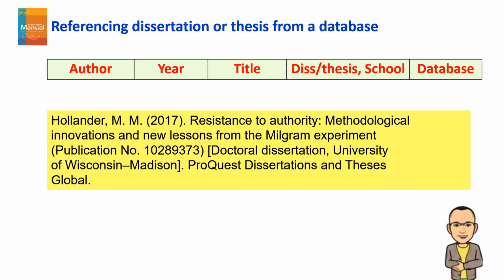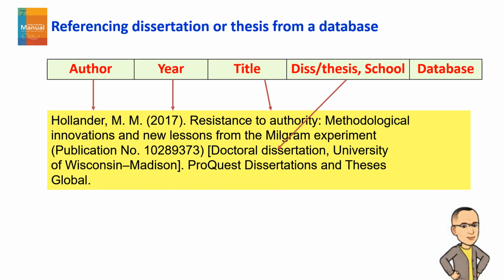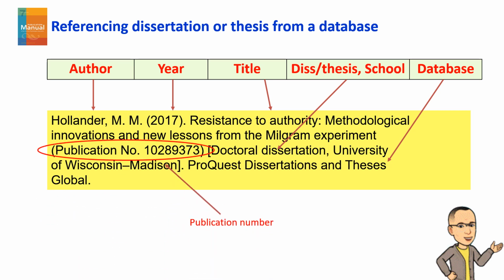Referencing a dissertation or thesis from a database. This follows the pattern: name of author, year of publication, title of the research, category of the research plus the name of school, and database address. Other databases include a publication number.